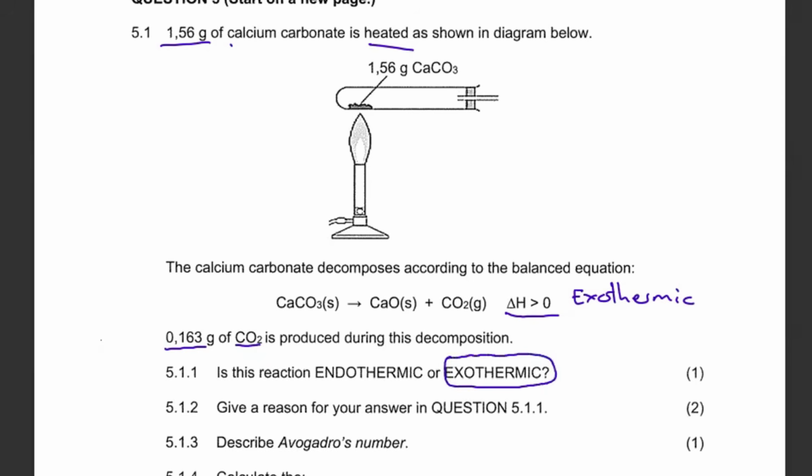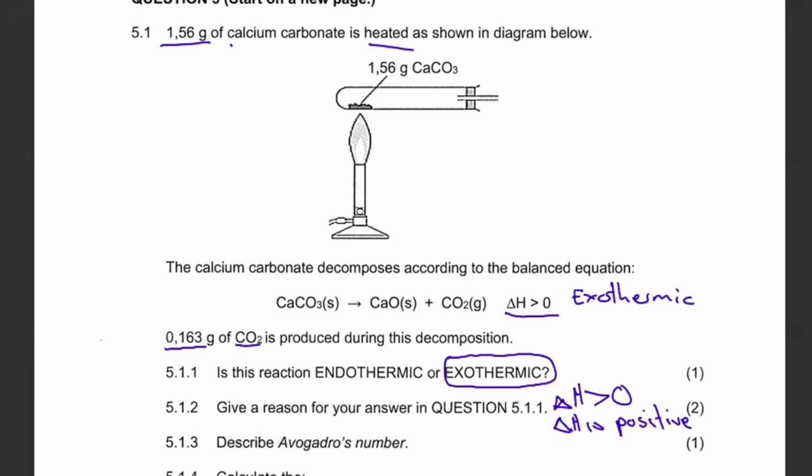In 5.1.2, it says give a reason for your answer in question 5.1.1. The reasoning behind why we're saying this is exothermic, you can just say your delta H is greater than 0, or you can say your delta H is positive. These are one and the same reason.